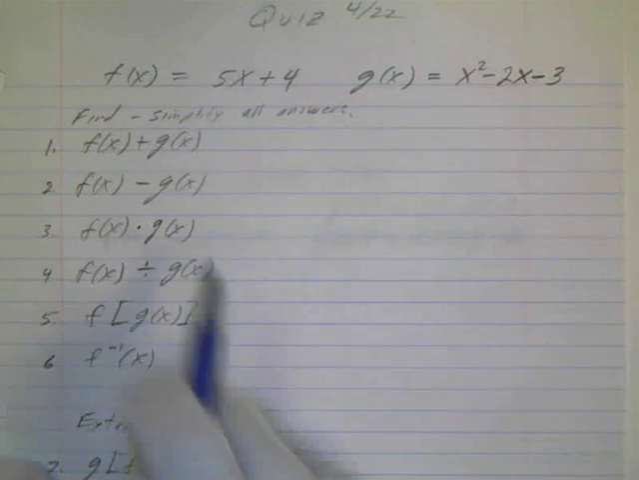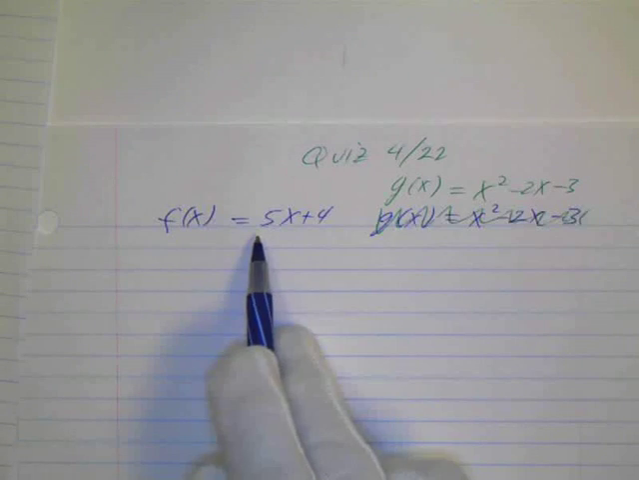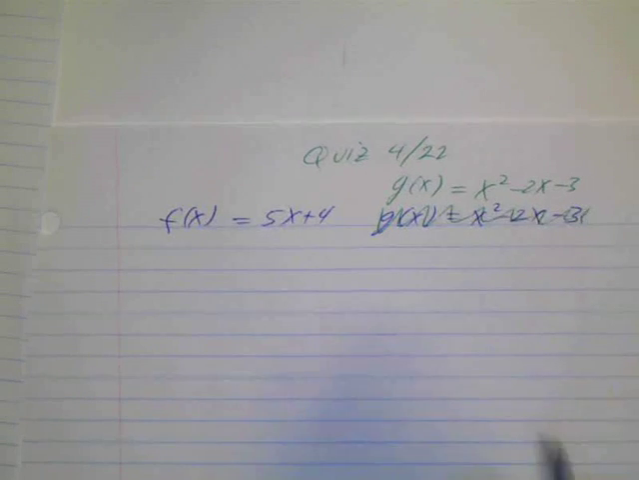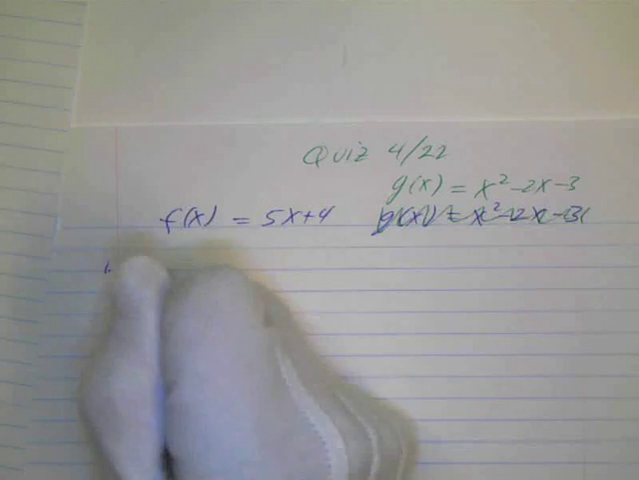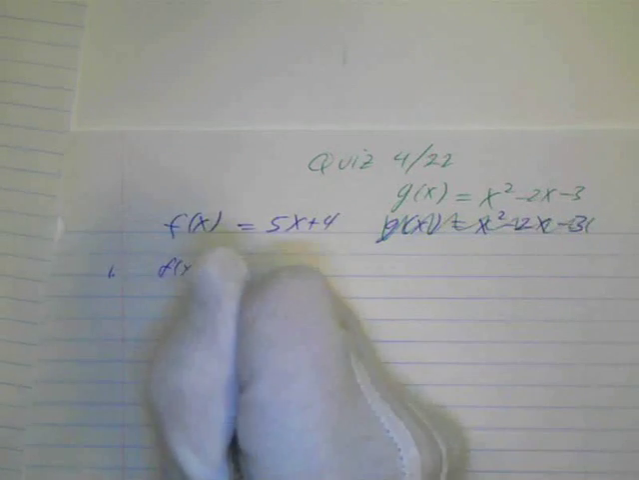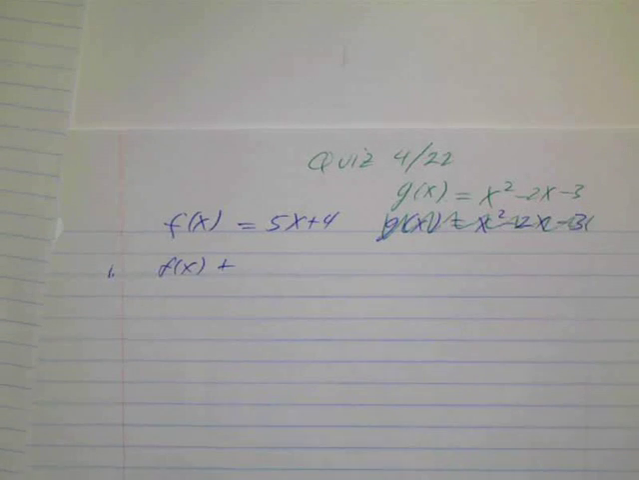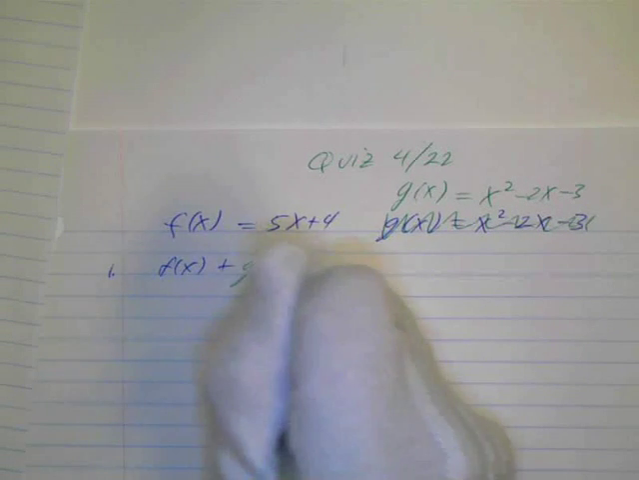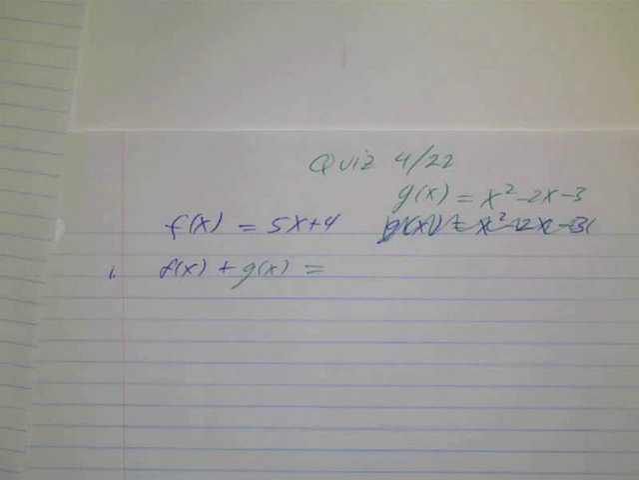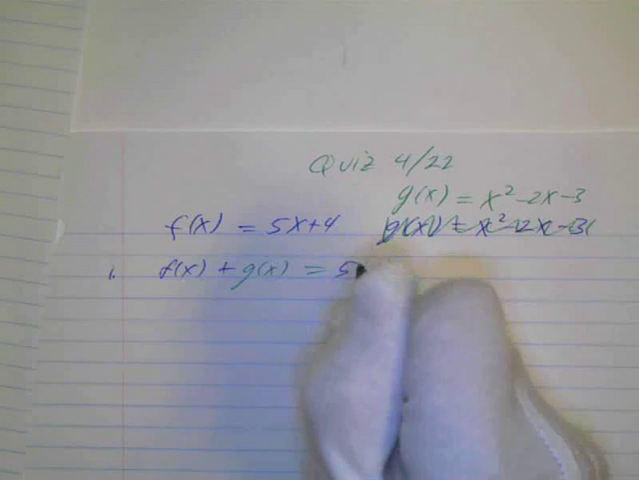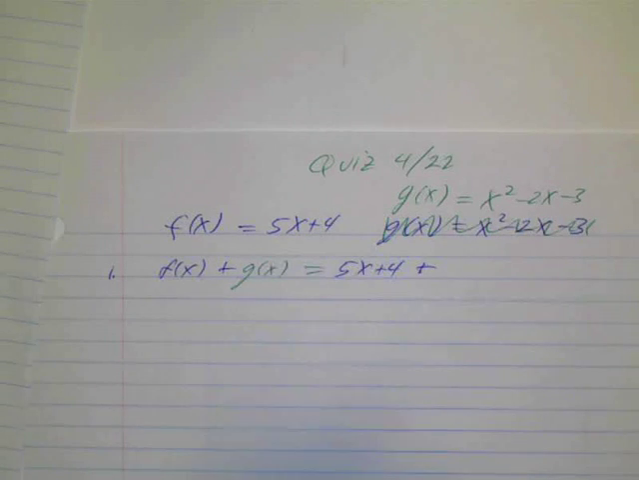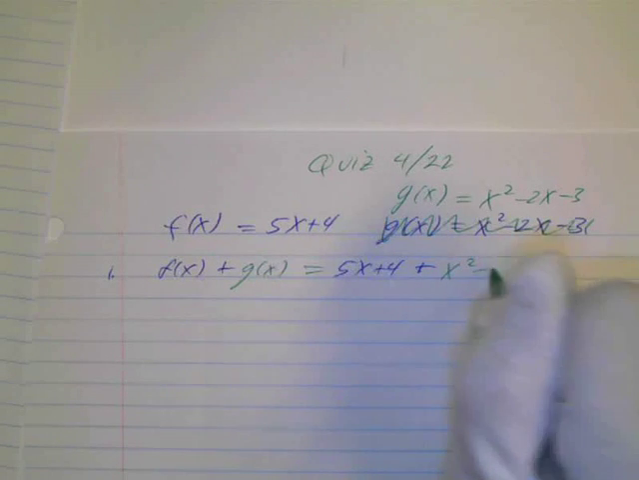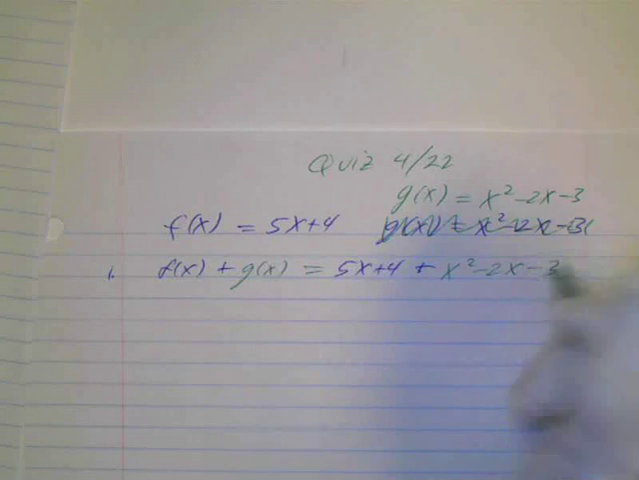Okay, so first of all, these are our two functions. I'll do the f of x in blue and the g of x in green. And number one, we wanted just to find f of x plus g of x. That was just going to be 5x plus 4 plus x squared minus 2x minus 3. So you just have to add these up.